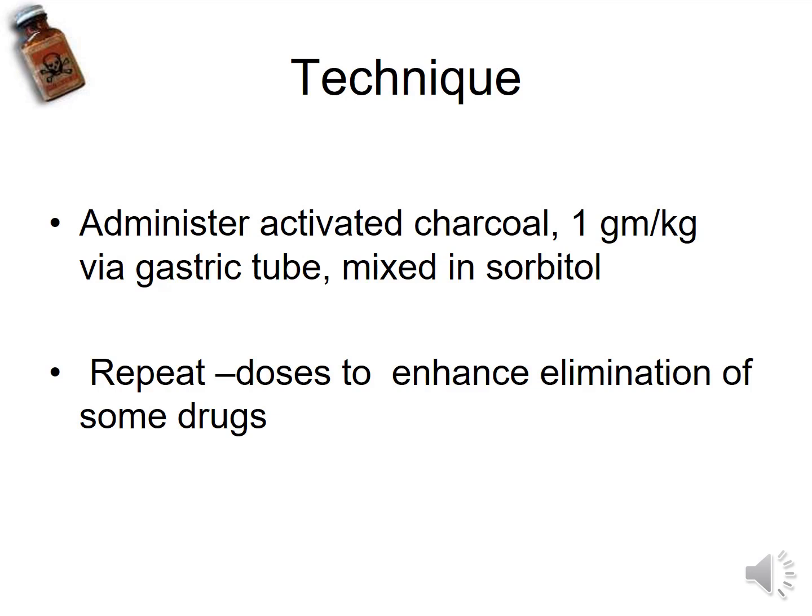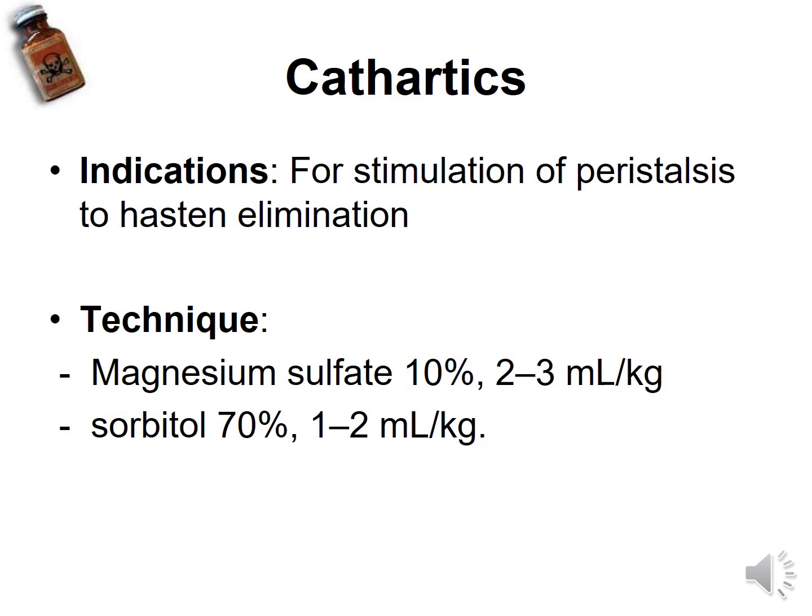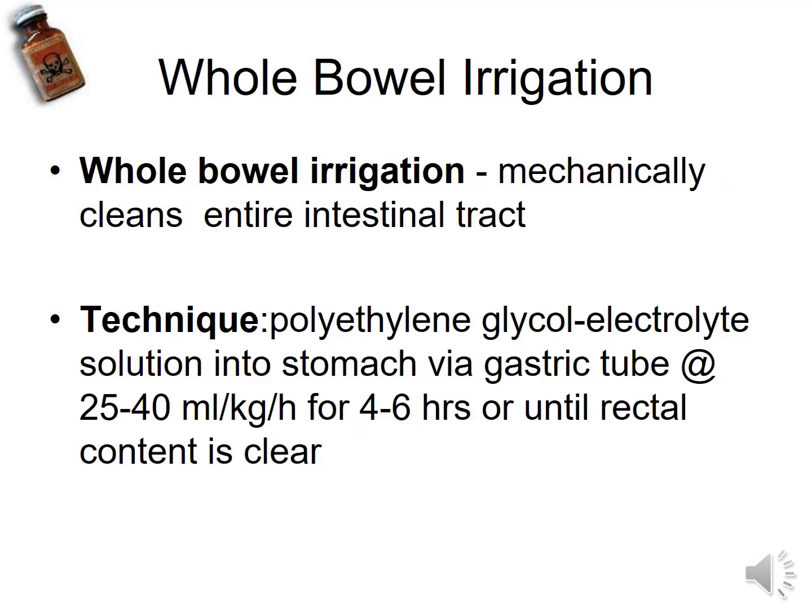The technique to administer activated charcoal is 1 gram per kg introduced via the gastric tube mixed with sorbitol. Sorbitol is a cathartic which helps increase peristalsis and remove the toxins through defecation. This process can be repeated to enhance the elimination. Cathartics stimulate peristalsis and hasten the elimination of the poison. The cathartics used are magnesium sulfate 10% 2 to 3 ml per kg or sorbitol 70% 1 to 2 ml per kg.